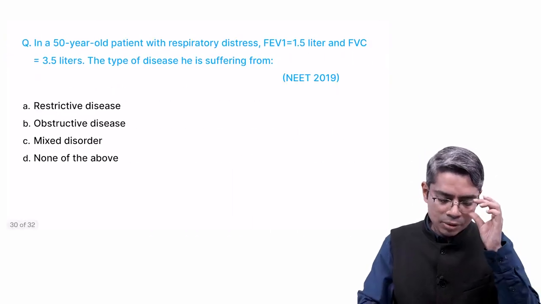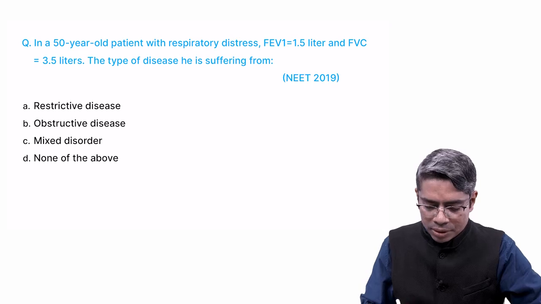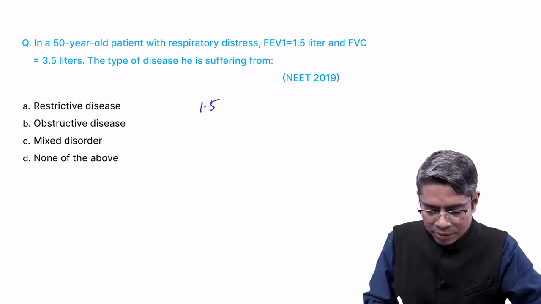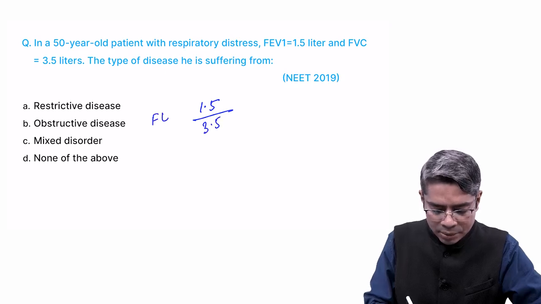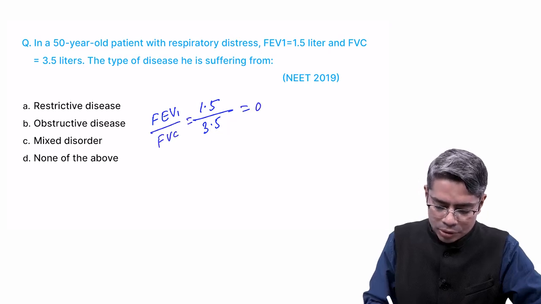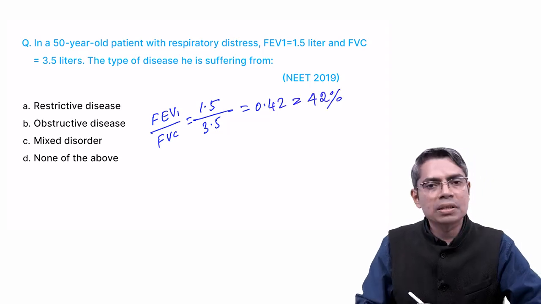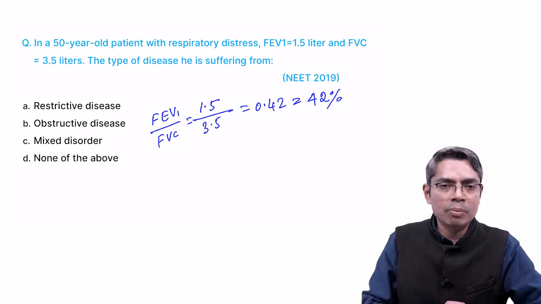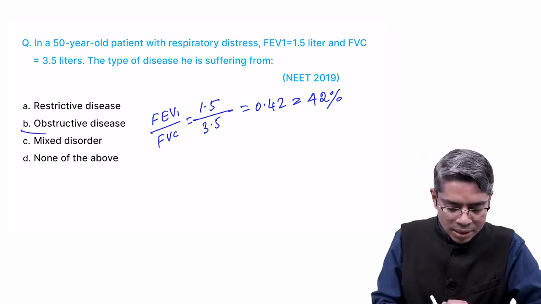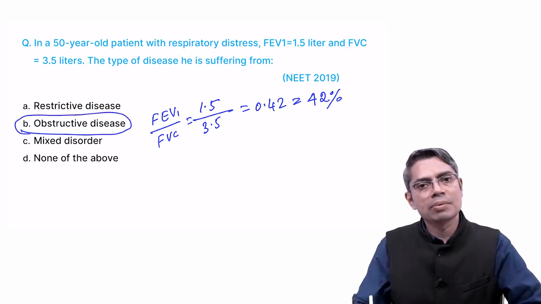Got it? Second question, a 50-year-old patient. FEV1 is given, that is 1.5 liters, and FVC is given, that is 3.5 liters. If I take the FEV1 upon FVC ratio, this will be 0.42, so 42 percent. 42% is much lower than the normal 80%. So, I can easily understand that this is an obstructive disease, typical obstructive disease.